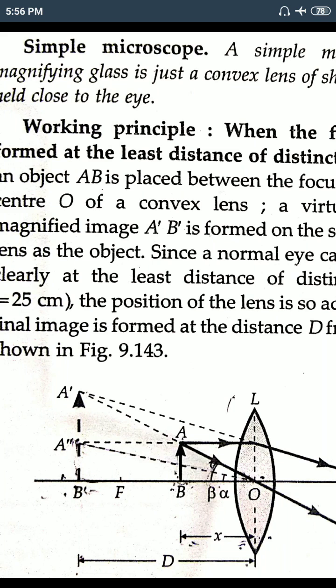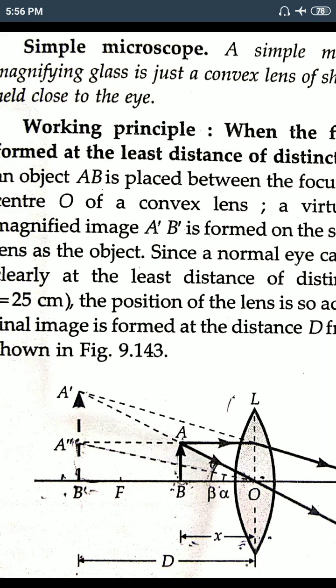A'' B'' represents the object, and A' B' will be the image. So the angle A' O B' equals beta, and angle A'' O B' equals alpha. This will be the angle subtended by the object, alpha, and beta is the angle subtended by the image.